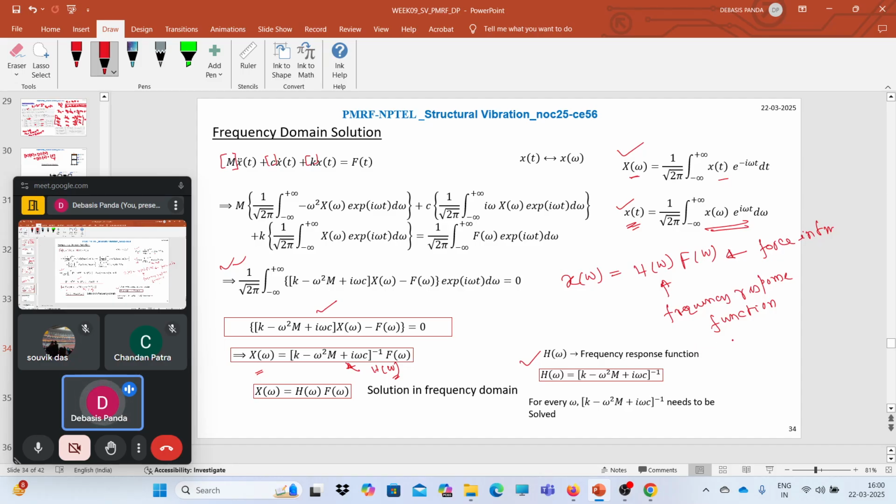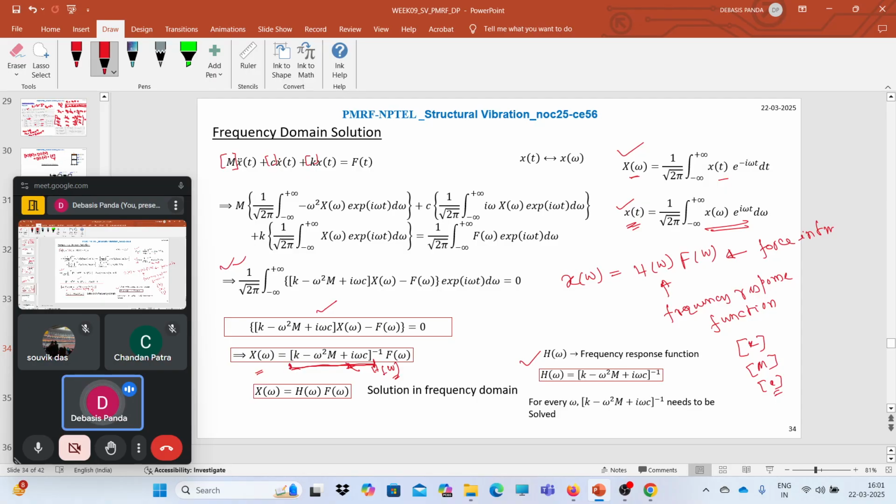Now in a multi degree of freedom system, we can construct the K matrix, the M matrix, and the C matrix. If we want to get the solution directly using this method, we need to invert this part, H omega, for every omega. So it will be a little computationally heavy.